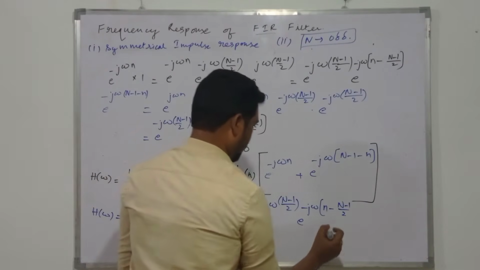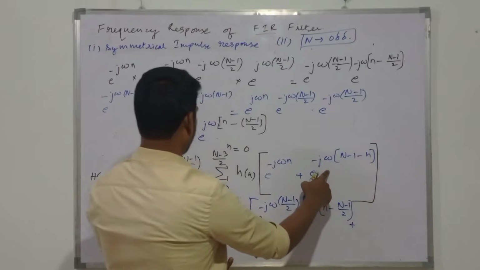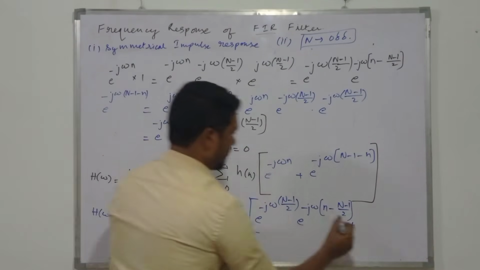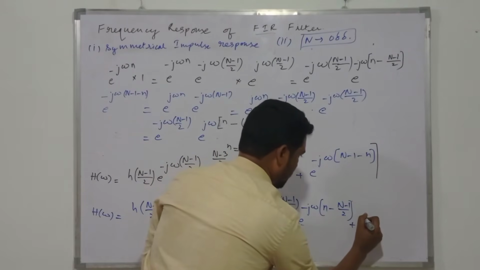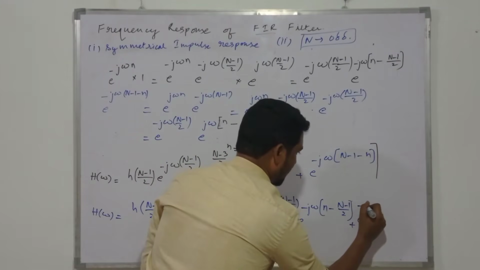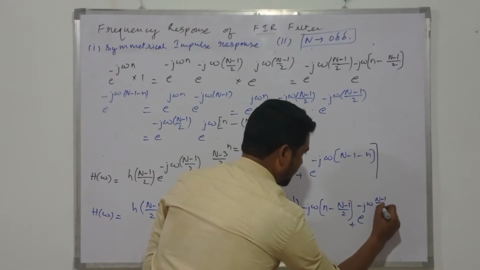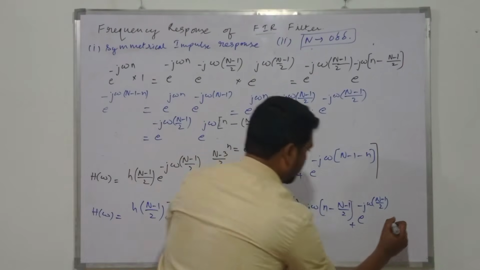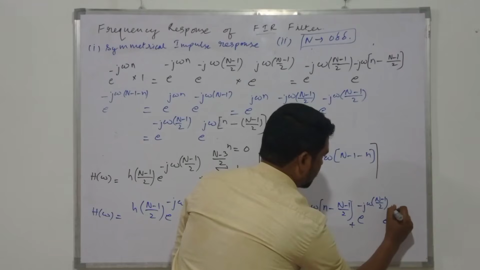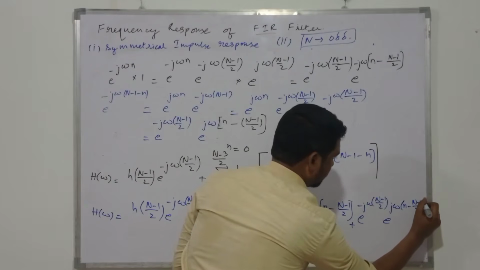Okay, so this is from the first one, plus we have this term. What is that? The second exponential took the form e raised to minus j omega (n minus 1) by 2, isn't it? (N minus 1) by 2 into e raised to j omega (n minus 1) by 2.